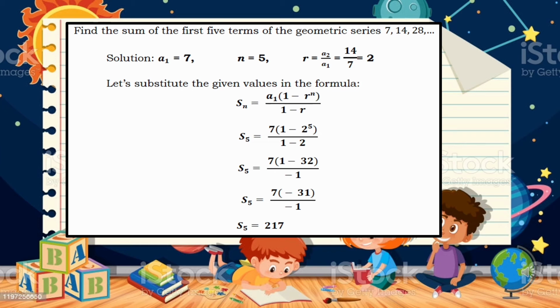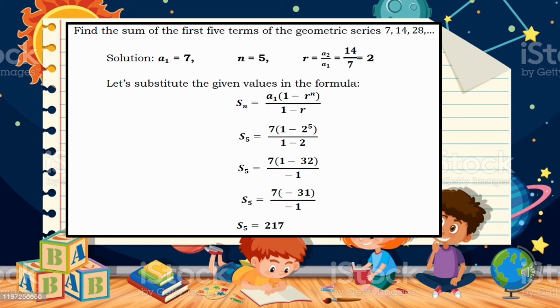Now let us substitute the given values in the formula. So S sub n equals a sub 1 times 1 minus r raised to n divided by 1 minus r. So that is our formula in finding the sum of the geometric series in the finite sequence. So your n is 5, so S sub 5 equals your a sub 1, or the first term in the sequence, 7 times 1 minus your r, which is 2.